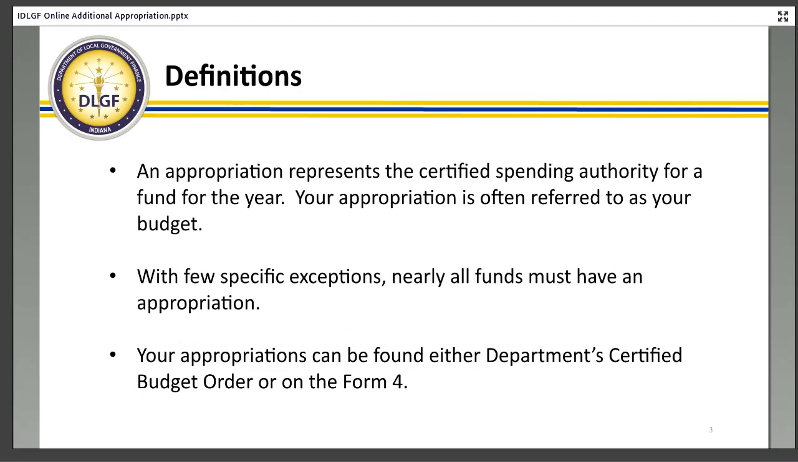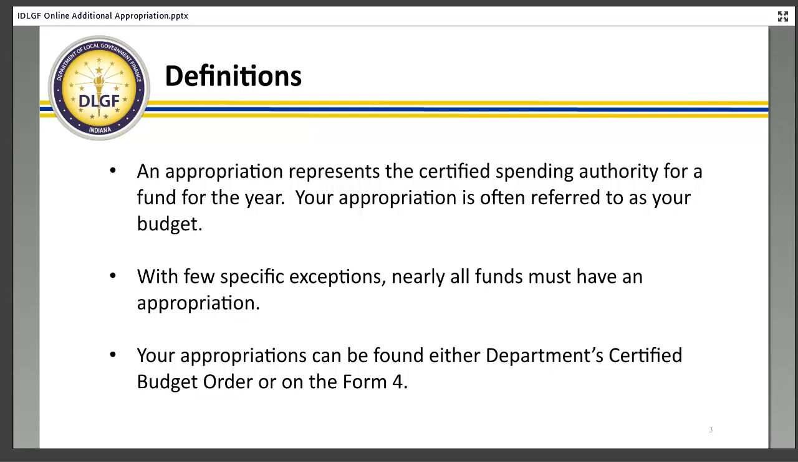So, for starters, let's begin with defining what an appropriation is. And for this particular slide, it may have taken me longer to create this one than all the subsequent slides in the presentation. And ultimately, instead of landing on a single definition for appropriation, I landed on four. The shorthand, when the department refers to an appropriation, what we're talking about is your budget.